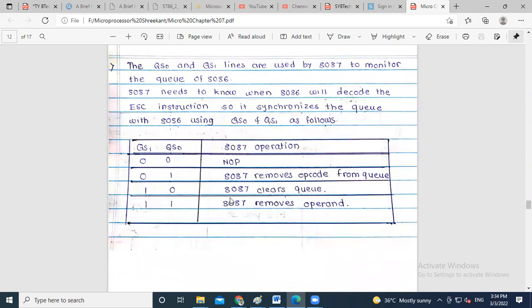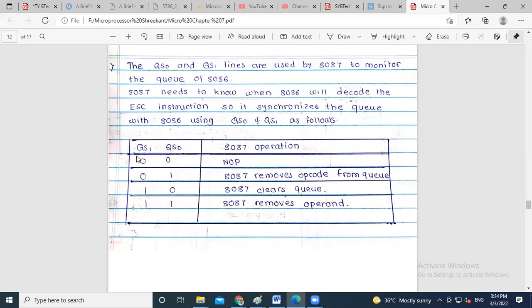So now what we will do: there are queue status lines, QS0 and QS1, used by the 8087 to monitor the queue of the 8086 main processor. The 8087 needs to know whenever the 8086 decodes the escape instruction. So it synchronizes the queue with the 8086 using QS0 and QS1 as follows. This is a truth table showing how we use the queue status signals QS0 and QS1 with the 00, 01, 10 and 11 combinations.